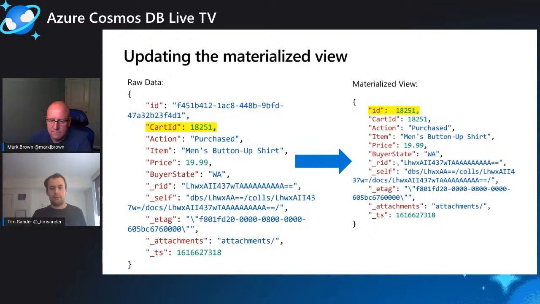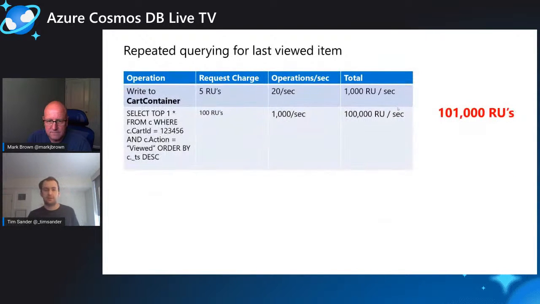And that way, if we have a materialized view container that has each cart ID represented like this, where we have the cart ID as the ID and the partition key, it's very easy to access this data with a point read, right, instead of a query. And we'll do some rough math for what this looks like.